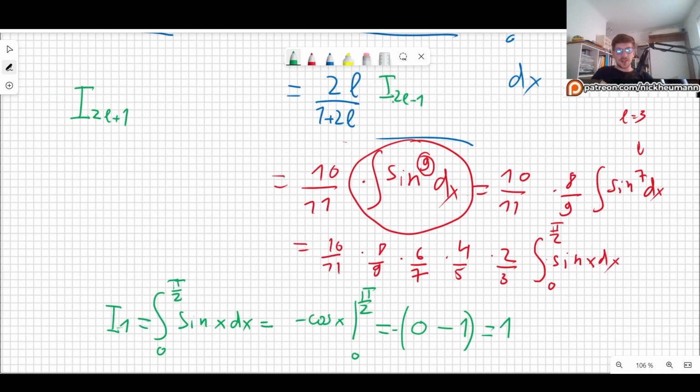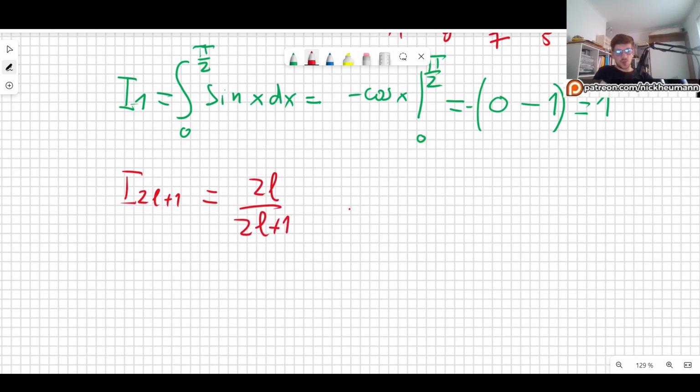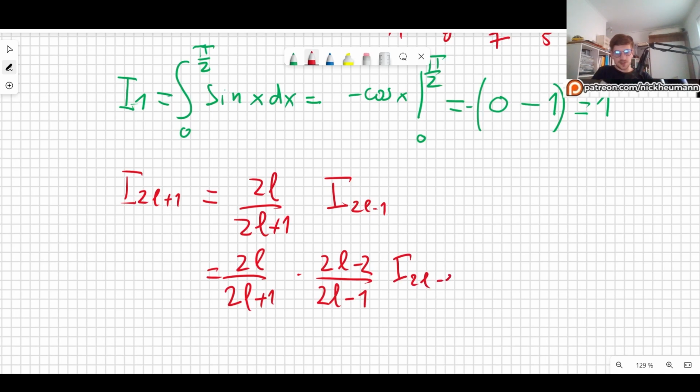So now let's look at this expression right there. What about this general expression? Because we saw an example, but what in general? So I of 2L plus 1, we know this is 2L over 2L plus 1 times I of 2L minus 1. So in order for us to come up with this general formula, what we will do is just expand a few times. So let's go for the next term. This would be times, now we apply this formula for 2L minus 1, so that means we would have 2L minus 2 over 2L minus 1 times I of 2L minus 3.